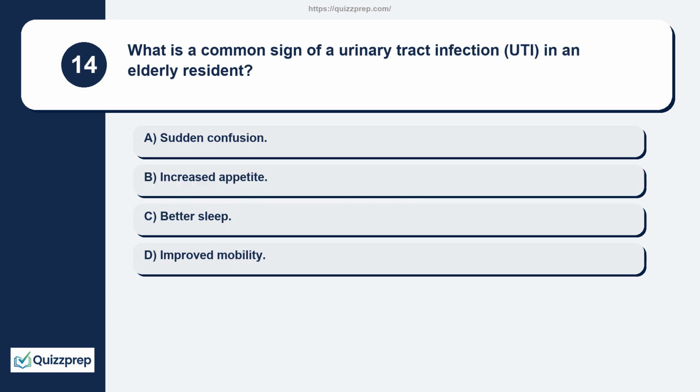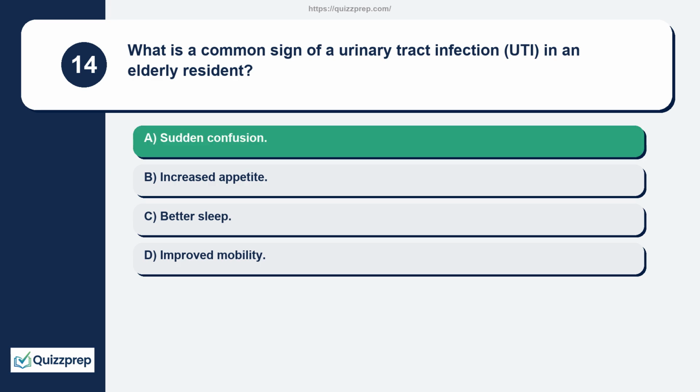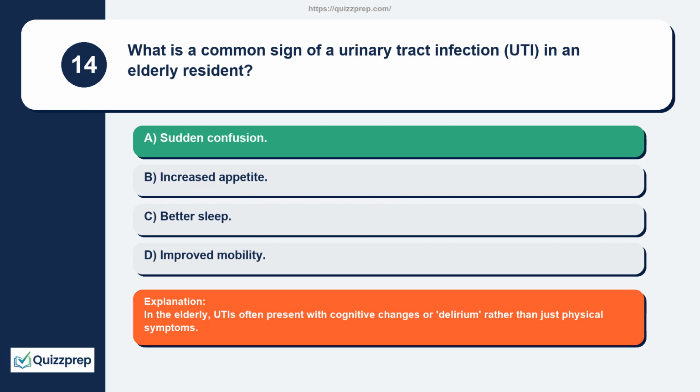Question 14. What is a common sign of a urinary tract infection, UTI, in an elderly resident? Sudden confusion, increased appetite, better sleep, improved mobility. In the elderly, UTI often presents with cognitive changes or delirium rather than just physical symptoms.